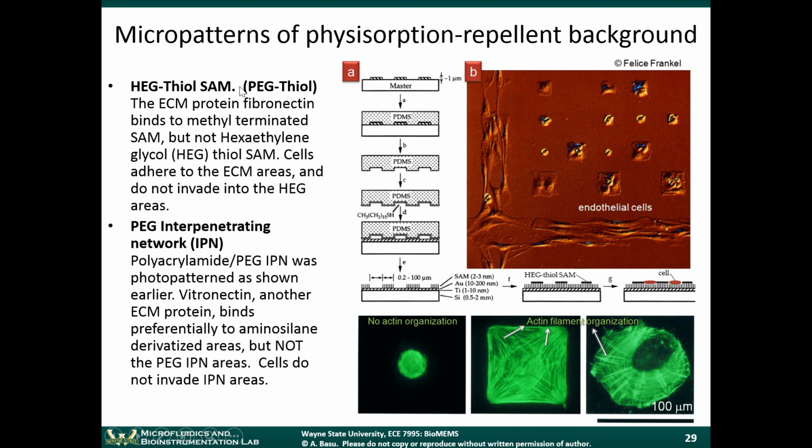This was a PEG thiol group. Okay. We talked about the thiol-based self-assembled monolayers earlier. So this one is attached to a PEG group. Okay. The ECM protein, fibronectin, binds to the methyl-terminated SAM, but not the hexaethylene thiol SAM. Okay. Hexaethylene glycol, HEG, has similar properties to polyethylene glycol. It prevents cell attachment. So the cells will adhere to the ECM areas. They do not invade the areas that have the HEG polymer.